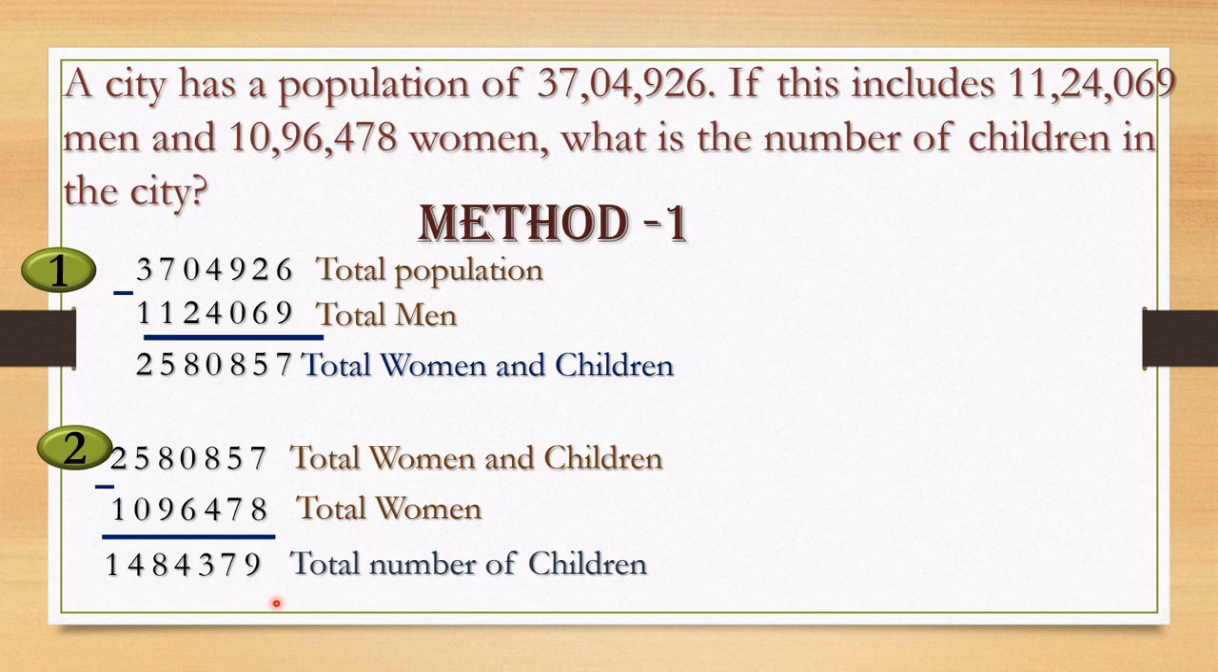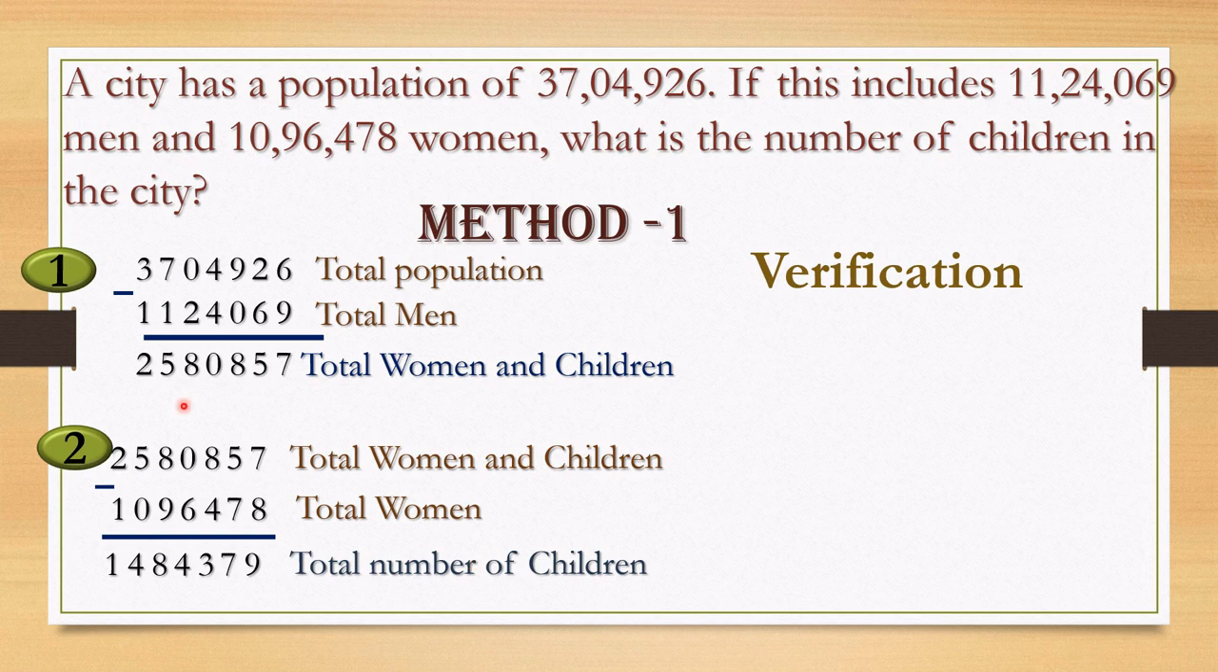14,84,379 children are there in that city. Right? Okay. Now we have some doubt, so we will go for verification. Here we can verify this sum.